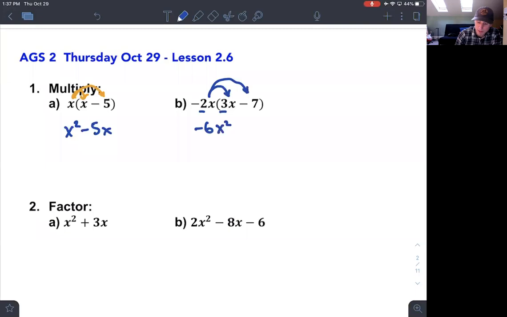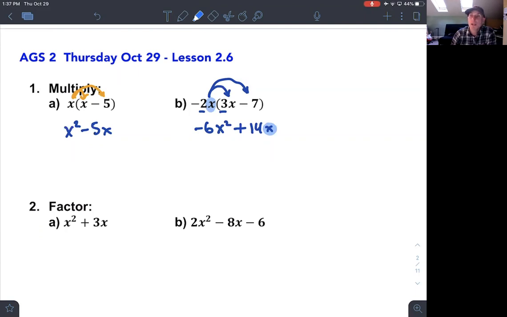All right, last one here. That's going to be a negative times a negative, which is a positive. 2 times 7 is 14, and it still has the x. This x right here is still in the problem right there. Okay, those are the answers to part A and B. Any questions so far?